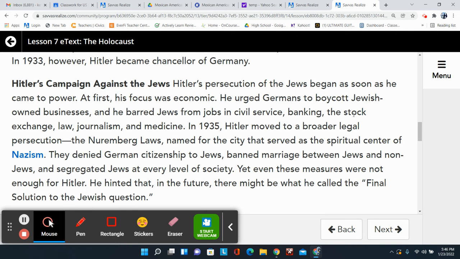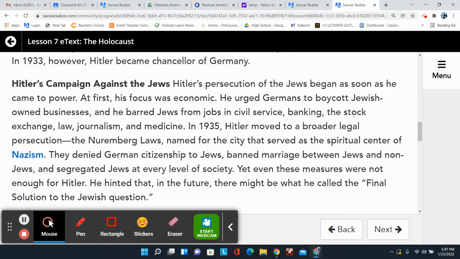Hitler's campaign against the Jews. Hitler's persecution of the Jews began as soon as he came to power. At first, his focus was economic. He urged Germans to boycott Jewish owned businesses and barred Jews from jobs in civil service, banking, the stock exchange, law, journalism, and medicine. In 1935, Hitler moved to a broader legal persecution, the Nuremberg Laws.